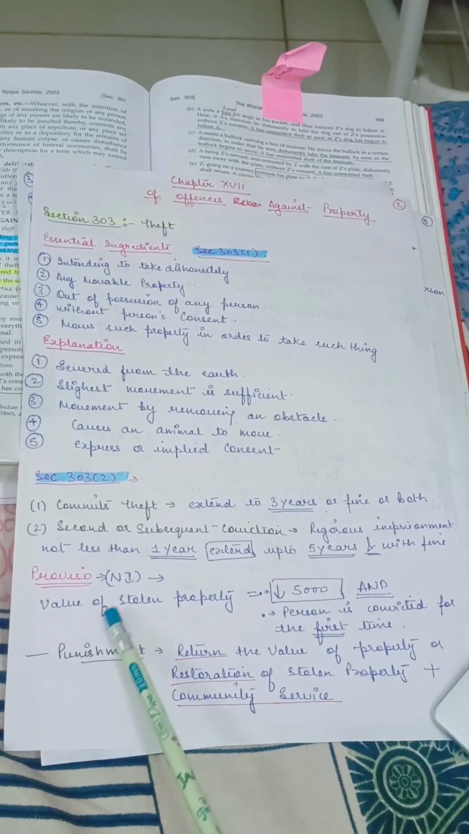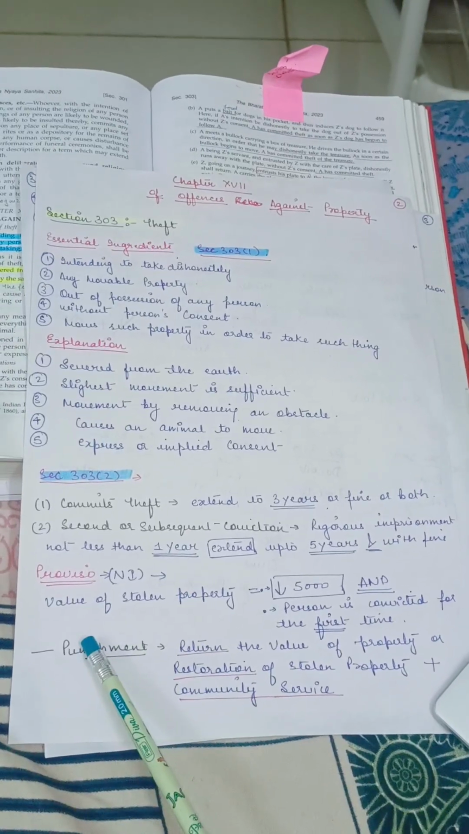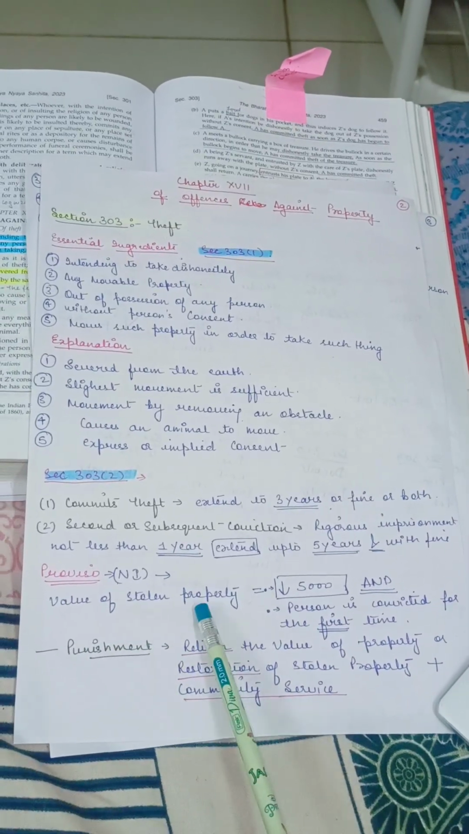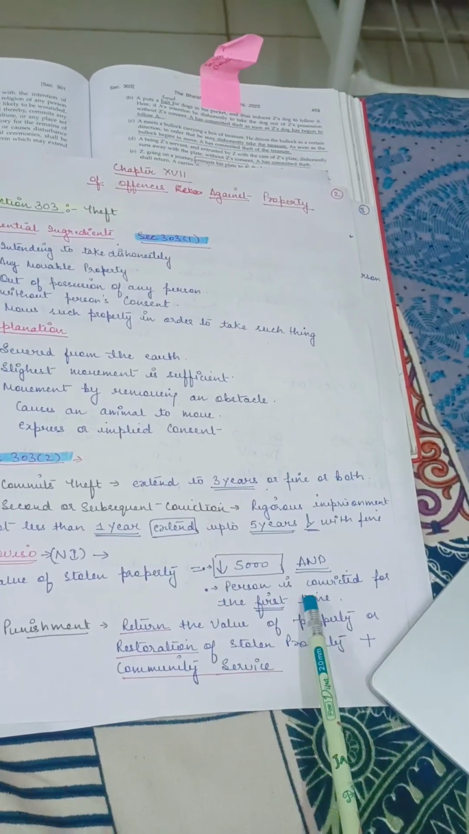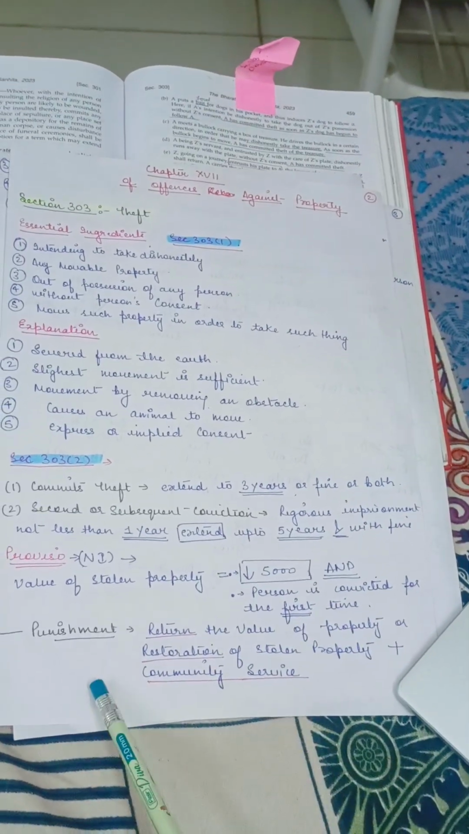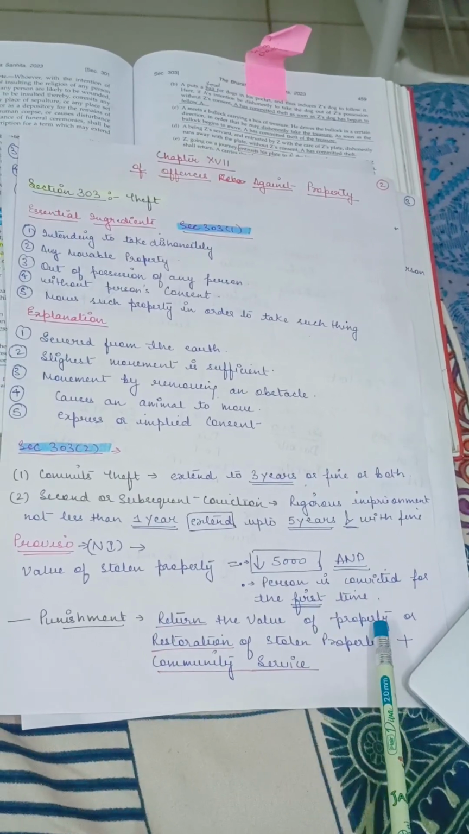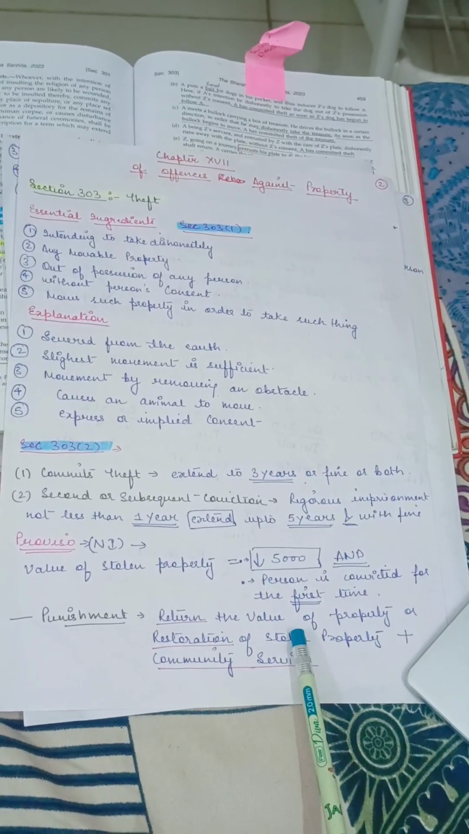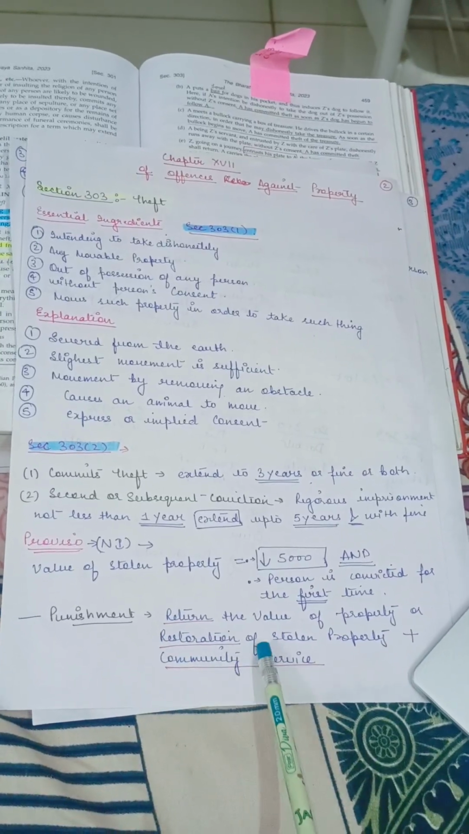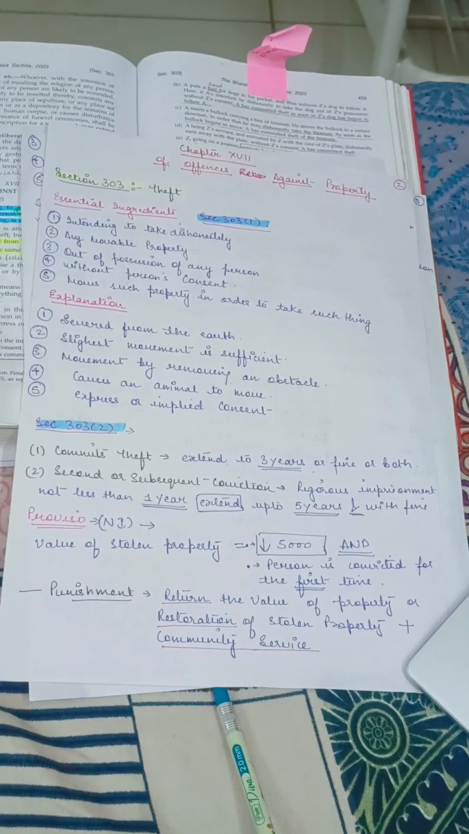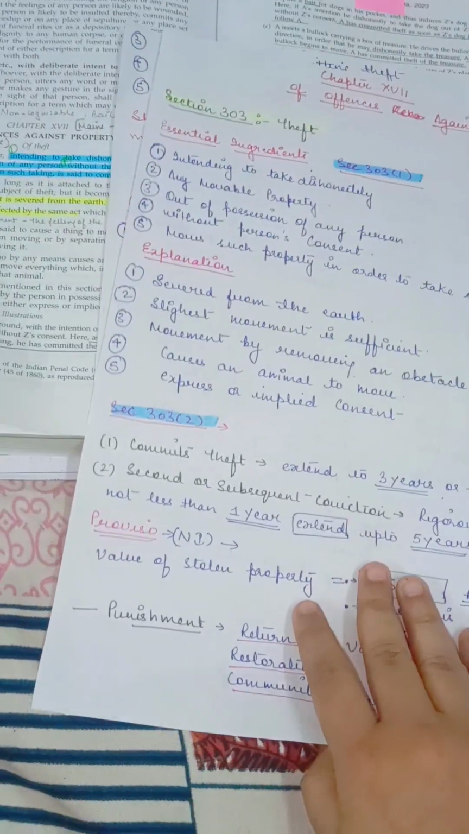The proviso in this section is newly inserted in Bharatiya Nyaya Sanhita, which talks about it if the value of the stolen property is less than 5,000 and a person is convicted for the first time, then the punishment will be to return the value of the property or to restore the stolen property, and also the offender will be given the punishment of community service. Community service is also newly inserted in Bharatiya Nyaya Sanhita.